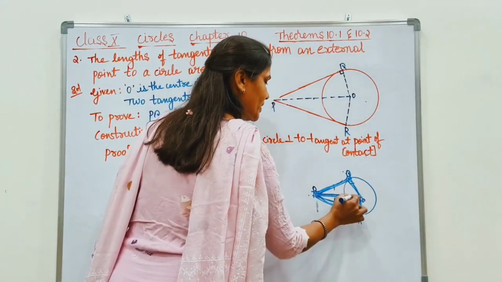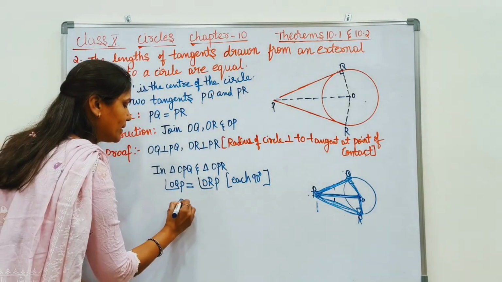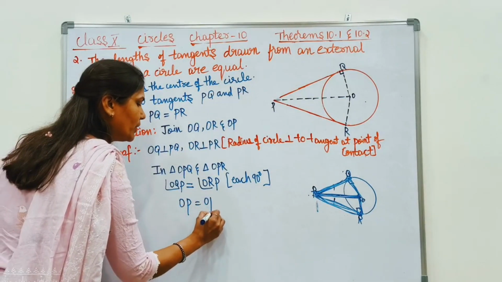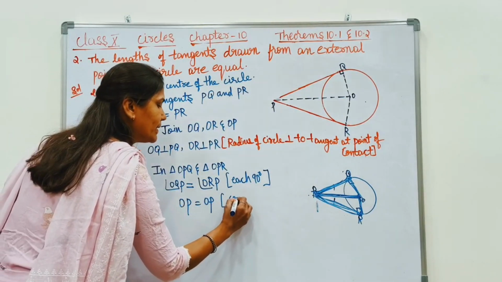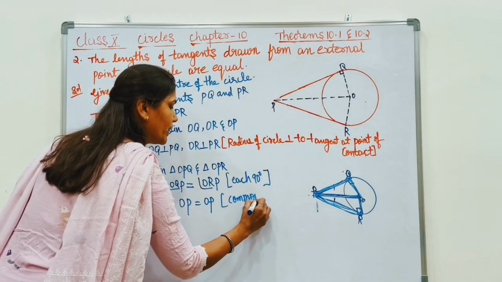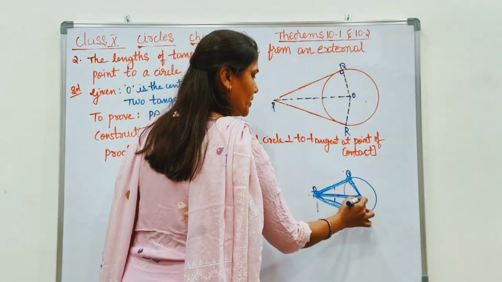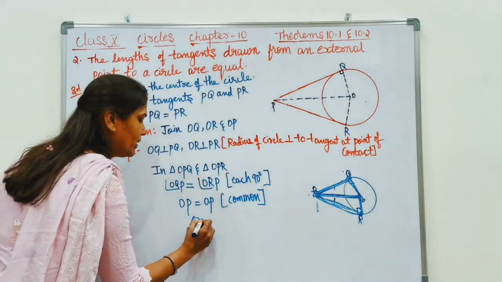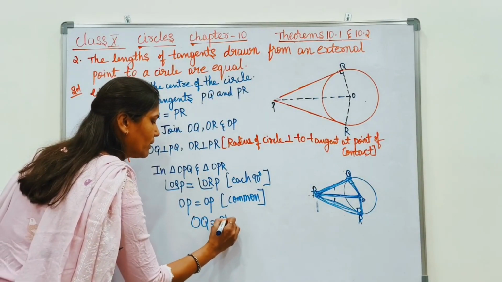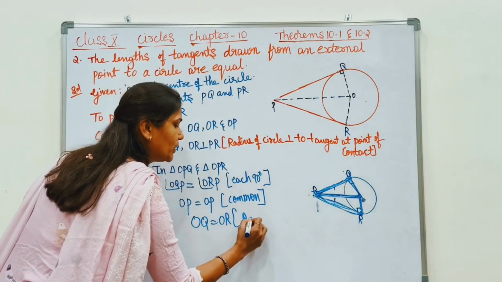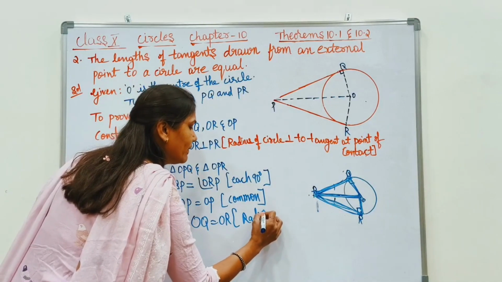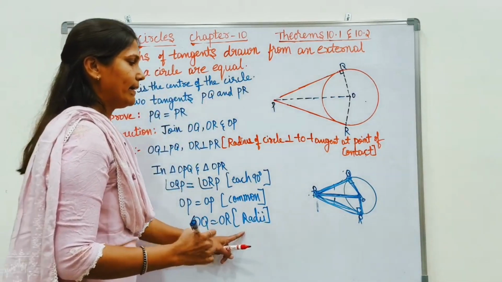In the other triangle also, OP is the common side. So next, write OP is equal to OP. What is the reason? It is common. Next, see here, OQ is equal to OR. Now you write here OQ is equal to OR. What is the reason? Radii of the same circle are equal. So you can write radii are equal.